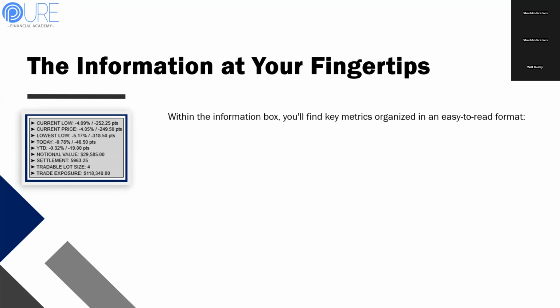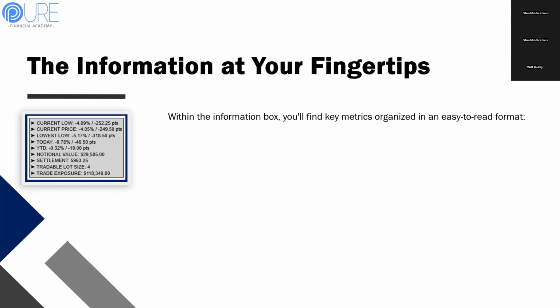Okay, so within the information box, you'll find key metrics organized in an easy to read format. These are very straightforward. Current low: where is the current low trading? In this example, at the time this was created, we have a current low value. Current low is basically whatever bar, today's bar, if you're looking at a daily; I'm on a minute, so this minute and so on. Anything with the word current in front of it has to do with today, either the current bar or literal current price.